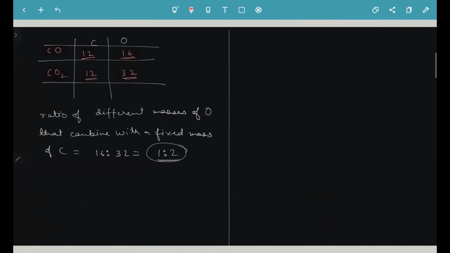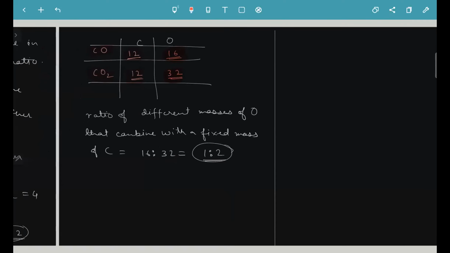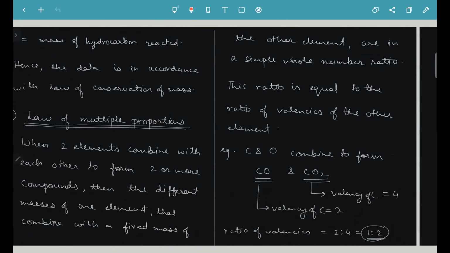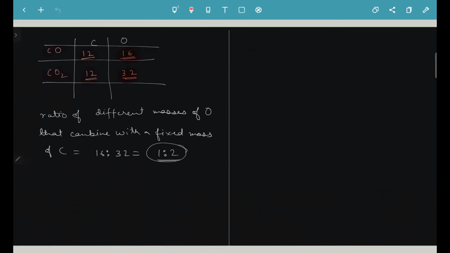The different masses of oxygen that combine with a fixed mass of carbon are in a simple whole number ratio. The ratio of the different masses will be a simple whole number ratio, so 16:32 is 1:2. Okay? And this ratio must be equal to the ratio of valencies of the other element. So this ratio is equal to the ratio of valencies of carbon, which we have found out on the previous page. Okay? Understood, everyone? Did everyone understand this?